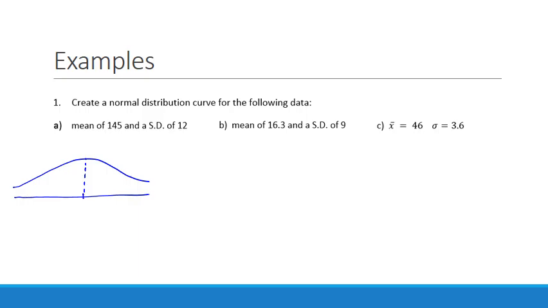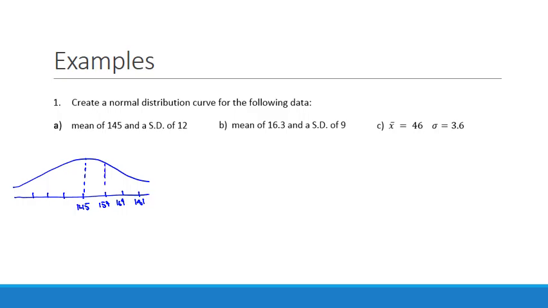So your mean is the first thing you want to write down, and you get 145. And then what we're going to do is go 3 standard deviations above and 3 standard deviations below. To come up with the numbers that work with those tick marks, we simply have to add 12 or subtract 12. So if I add 12 to 145, I get 157. If I add 12 again, I get 169. And add it one more time, I get 181.